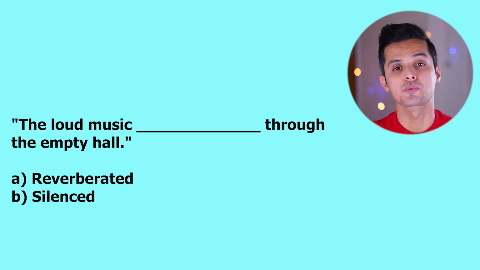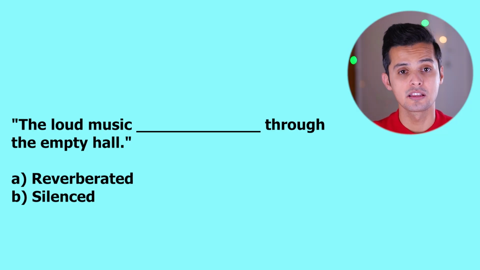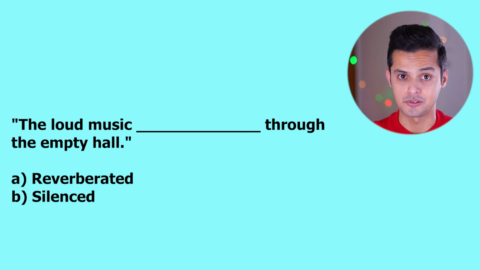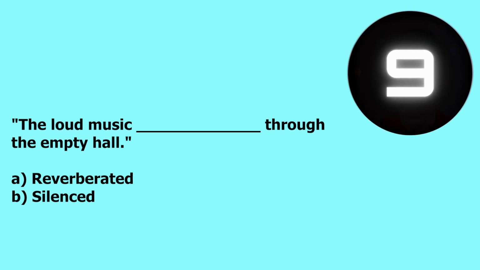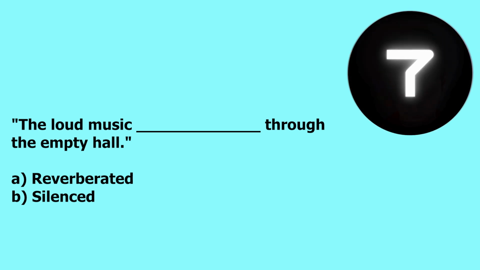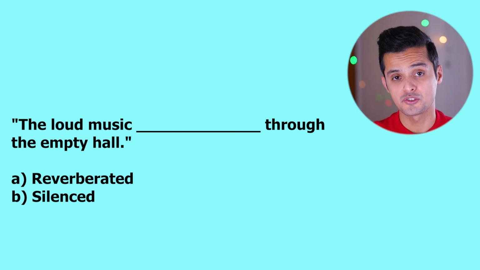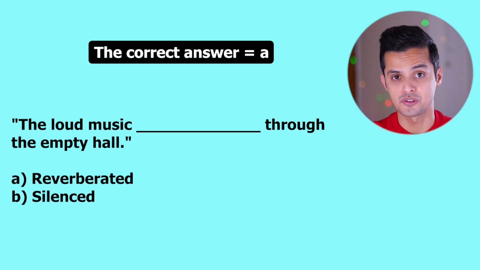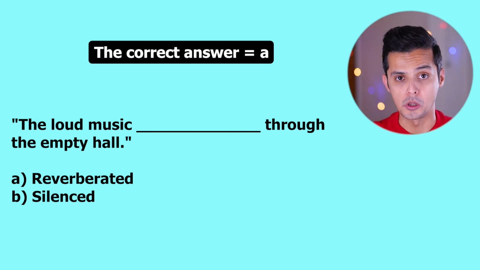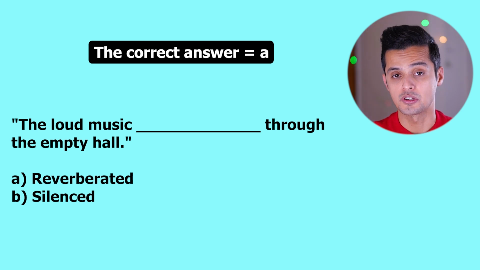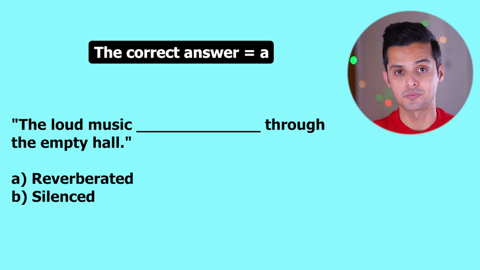Now we have a quick test with the word reverberate. Find the correct answer in 10 seconds. The correct answer is choice A. The loud music reverberated through the hall, which means the loud music resonated or echoed repeatedly through the hall.